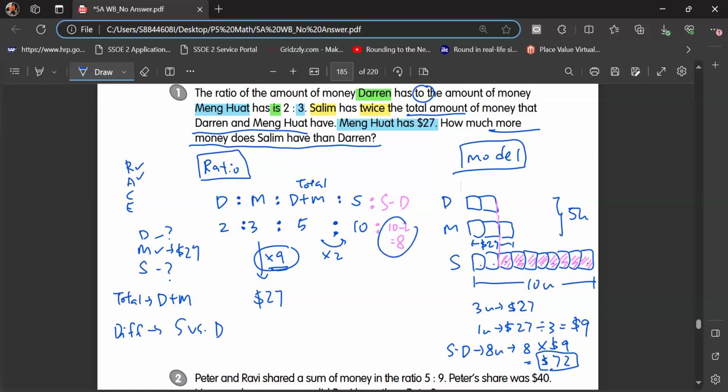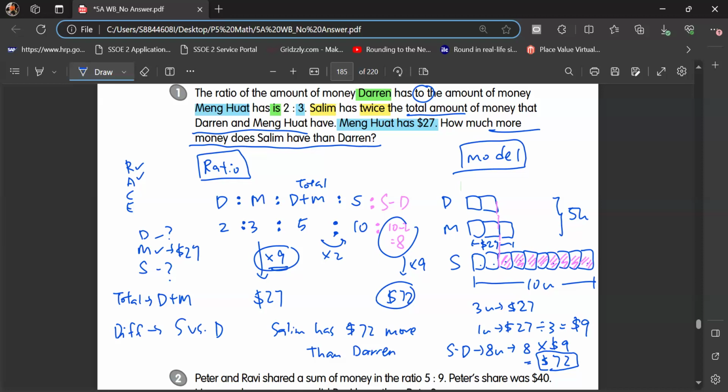Then from here, sorry, times 7. This times 9. Is it times 9? Correct, right? 3 times 9 is 27. So from 8 times 9, Salim has $72 more than Darren. Is it correct?